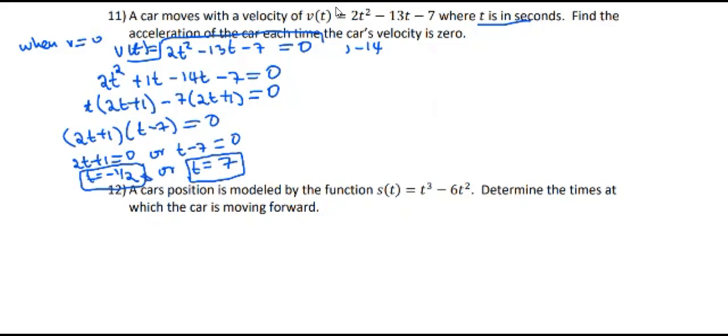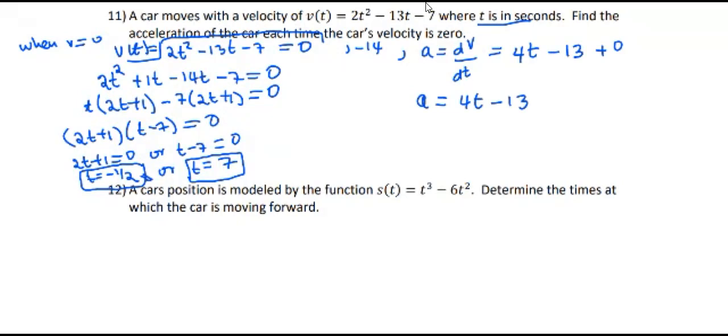So we want to find the acceleration of the car. To find acceleration, by definition, acceleration is equal to the derivative of velocity with respect to time. So we're taking the derivative of this with respect to t. The derivative of 2t squared is going to be 4t, and the derivative of negative 13t is going to be negative 13. The derivative of negative 7 is going to be 0. So our acceleration is equal to 4t minus 13.